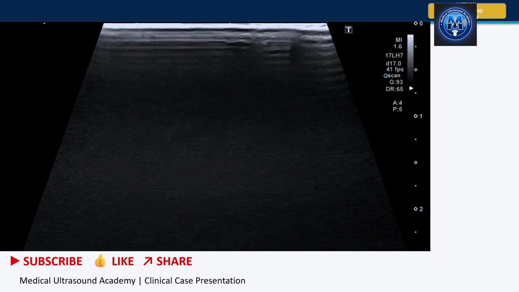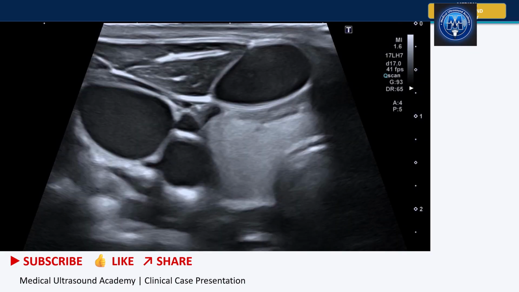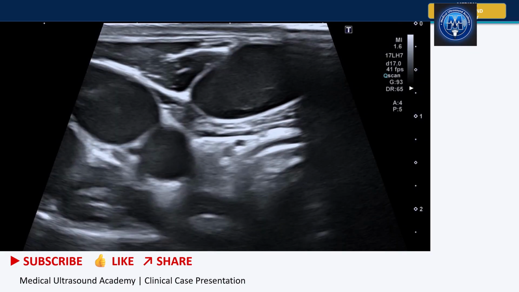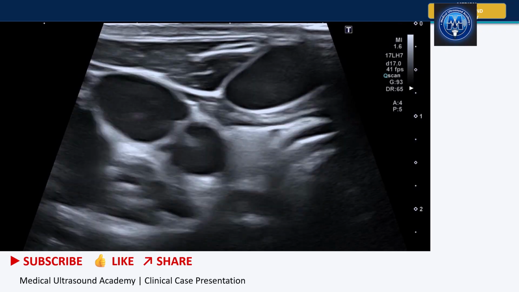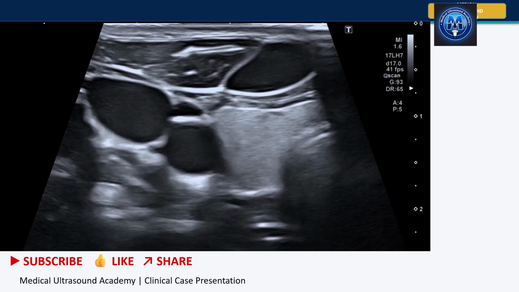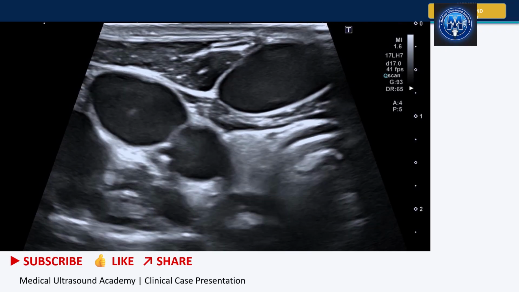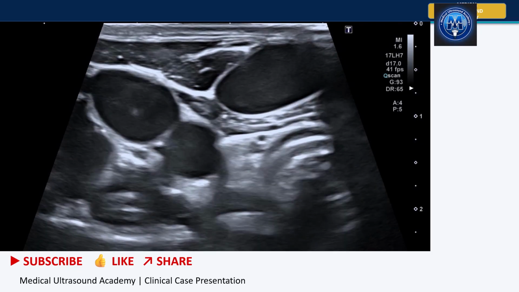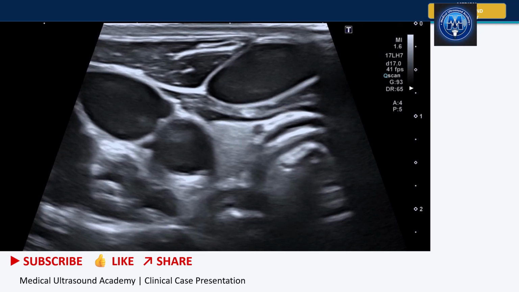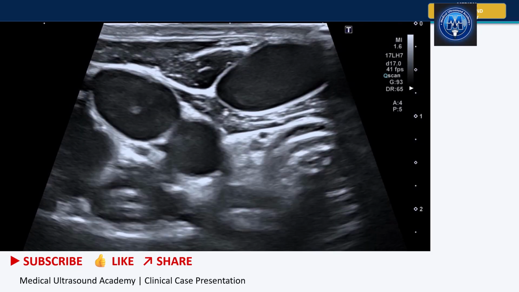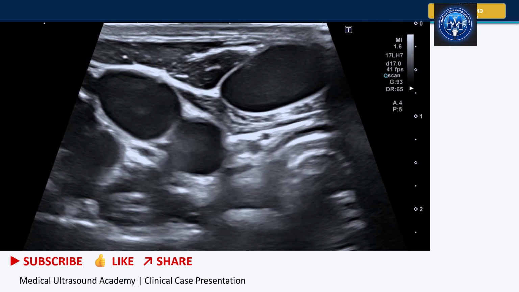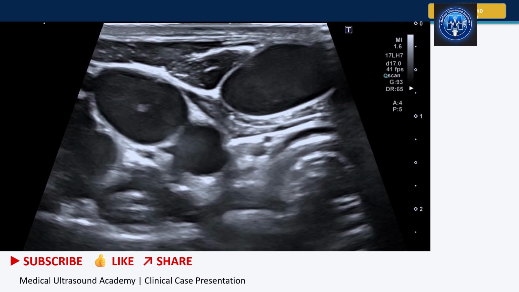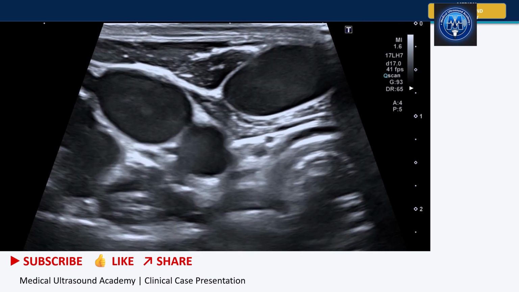The major teaching point from this case is simple: never assume normal anatomy before you have demonstrated it. When something looks unusual, investigate: change your scanning plane, apply compression, use color Doppler, use spectral Doppler, and follow the structure along its course. That is how we move from simply seeing an ultrasound image to actually interpreting anatomy.